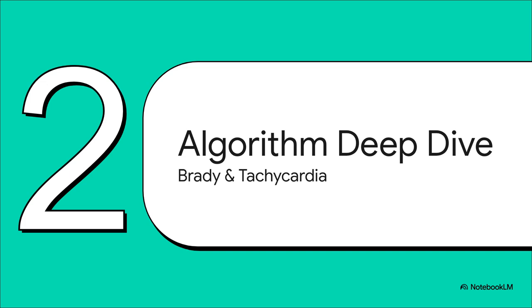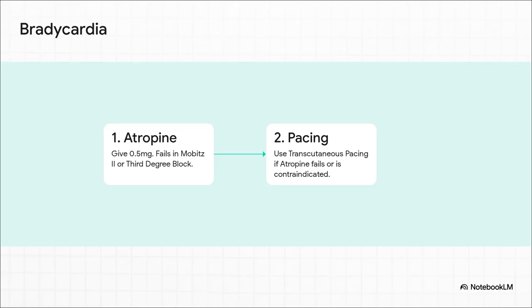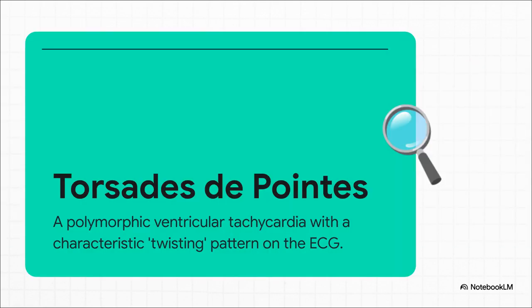So, heart's too slow, patient is crashing, what is our first move? Our first move is atropine, 0.5 milligrams. Right, but here is the classic board trap. Atropine doesn't work for third-degree block or Mobitz 2, and that's because the block is just too low in the conduction system. Exactly. So in those cases, or if the atropine fails, you move straight to transcutaneous pacing while you're getting things ready for a permanent pacemaker. Excellent point. That pacing is the bridge to survival.